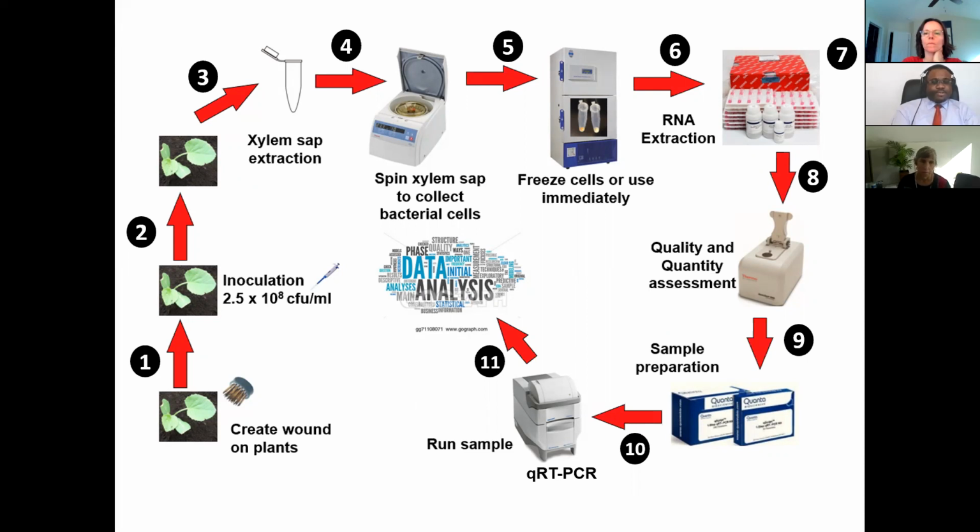We inoculated squash and melon seedlings, each with melon strain, and then did the same thing with squash strain. We went out to collect xylem sap, and then from the xylem sap, we extracted RNA. From the RNA, we evaluated transcript abundance using qRT-PCR.